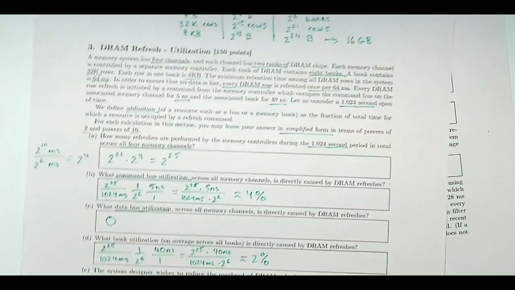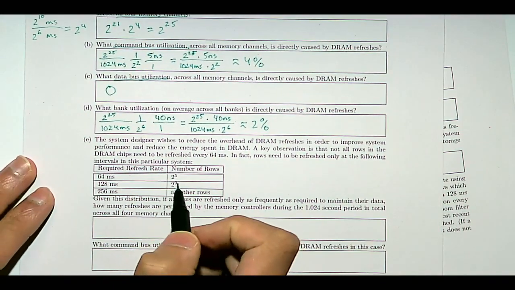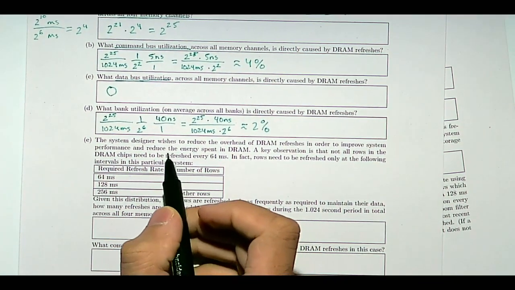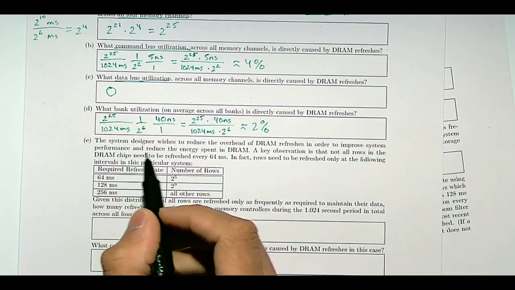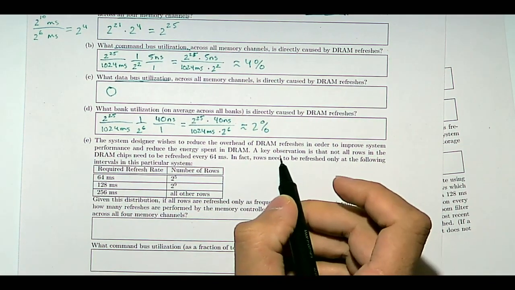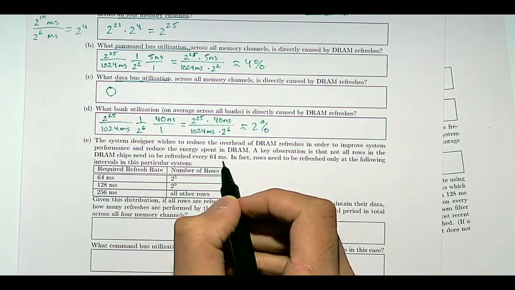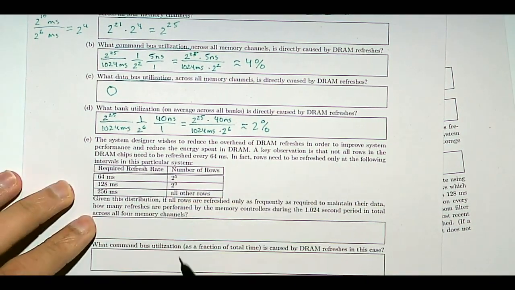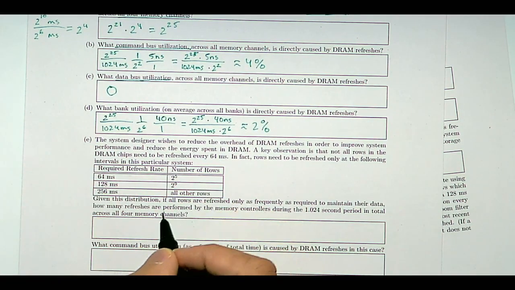Yeah, okay. So the next part of the question asks us to optimize this a little bit, right? So there's more text here. And so the system designer wants to reduce the overhead in order to improve system performance and reduce energy, okay? So what we observe is that not all rows in the DRAM chip need to be refreshed every 64 milliseconds. And in fact, we only need to refresh some rows at lower values, which are indicated in this table, right? And so this table provides us with what we need.